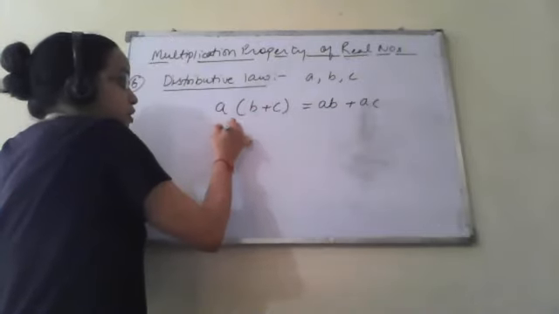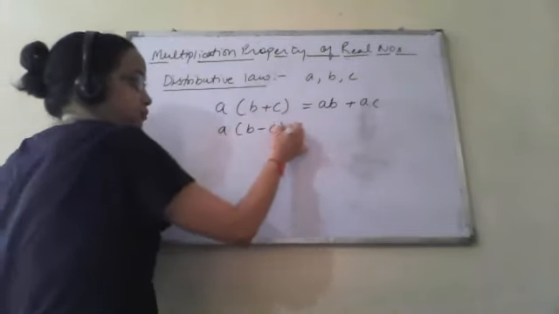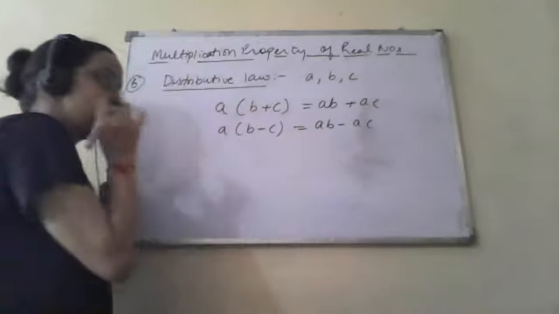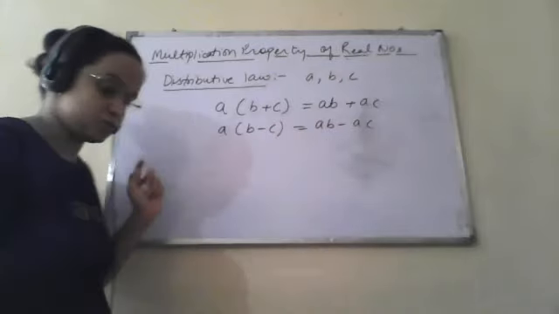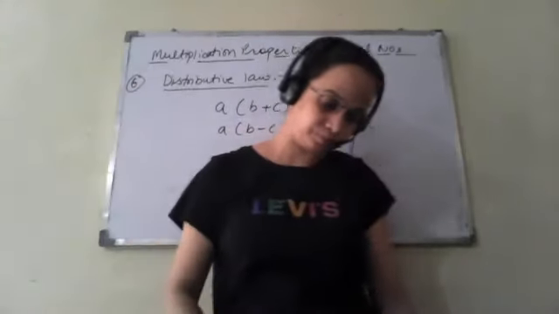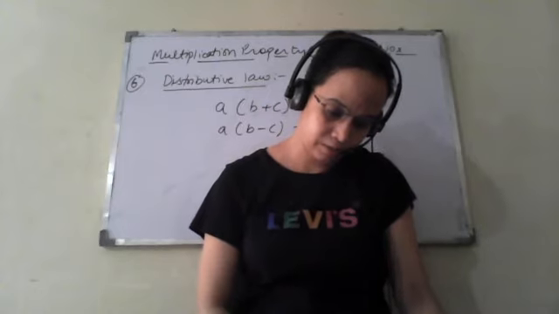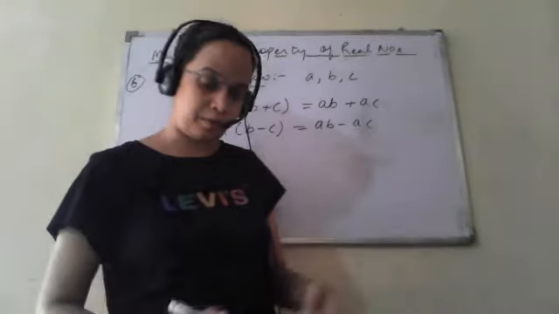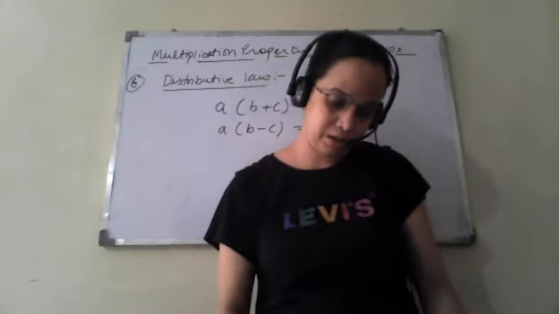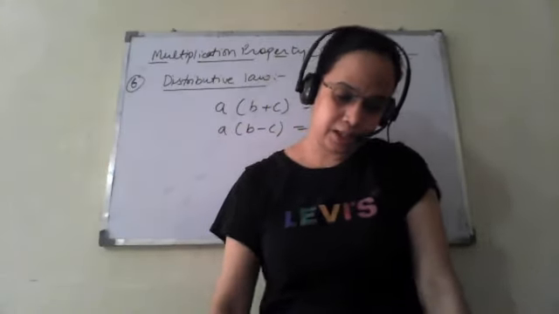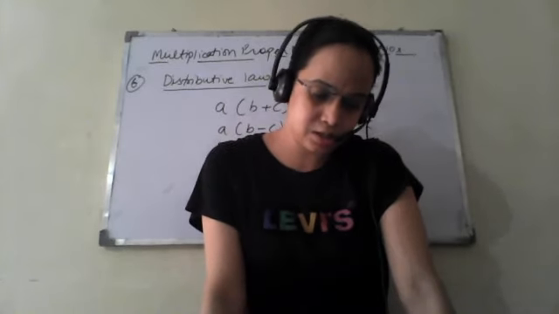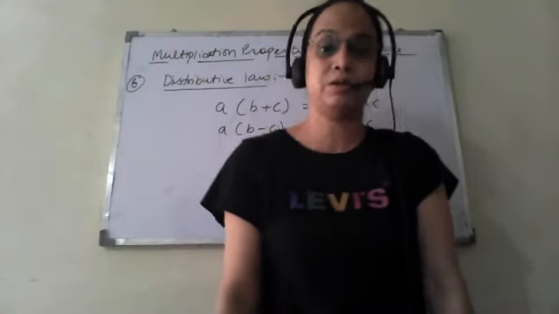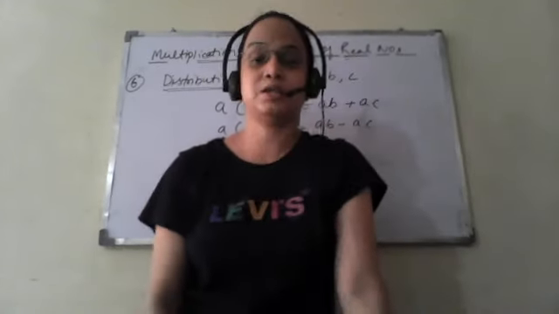Similarly, we can do it for subtraction: it is AB minus AC. The answer on both sides will be the same. So this is the distributive law. We have discussed the properties of real numbers. Now we will see the existence of root x for a given positive real number x. We will discuss this topic in our next video. Thank you.